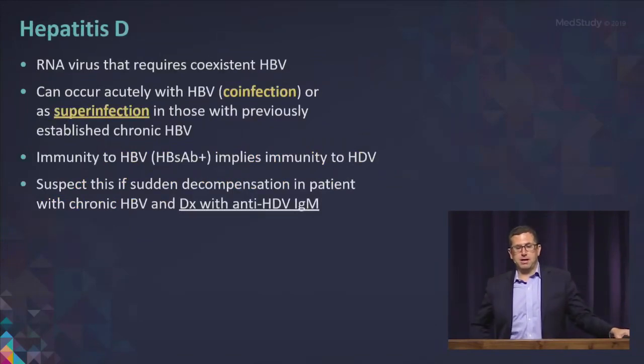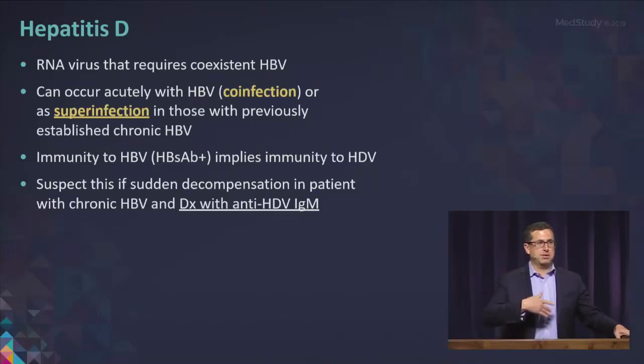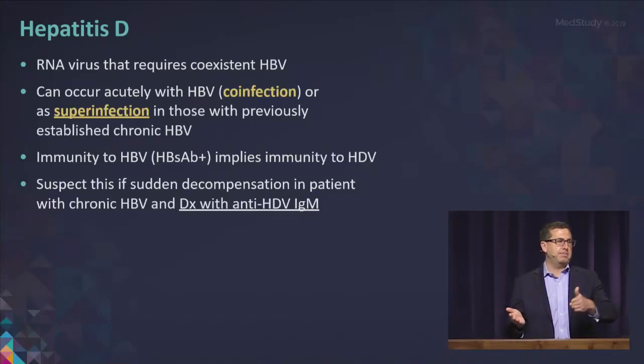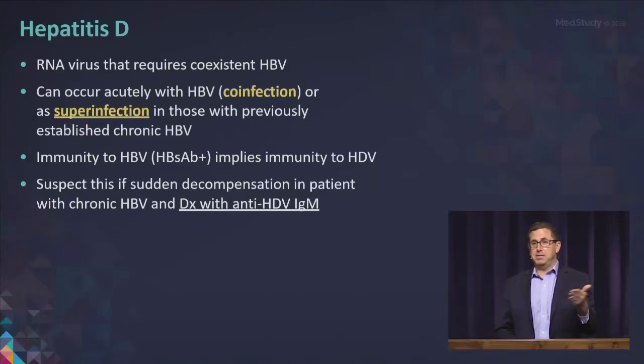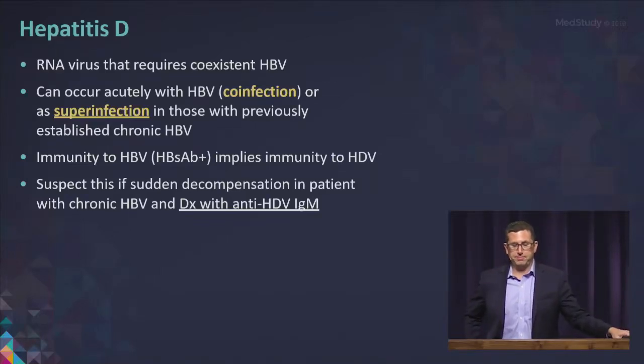Hepatitis D, the key thing about this is that it requires coexistent Hep B. So it can occur acutely with a Hep B at the same time, so that's called a co-infection, or it could occur as a superinfection, meaning that someone has Hep B for many years and all of a sudden they get Hep D on top of it. And that could lead to what looks like a Hep B exacerbation, but it's actually a Hep D superinfection.